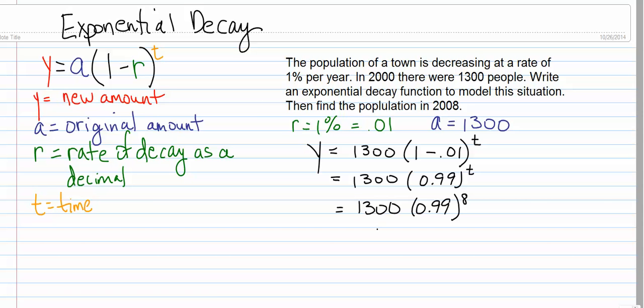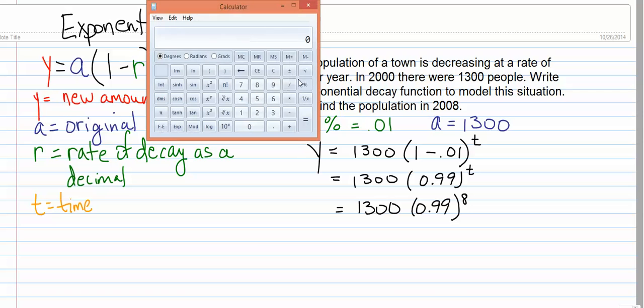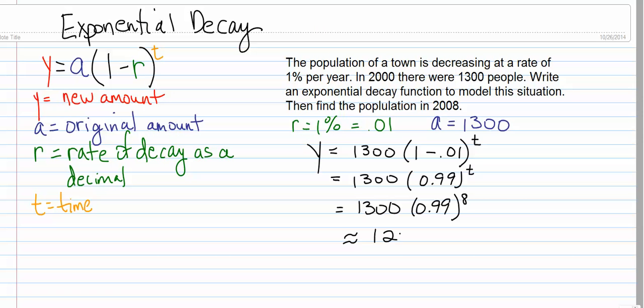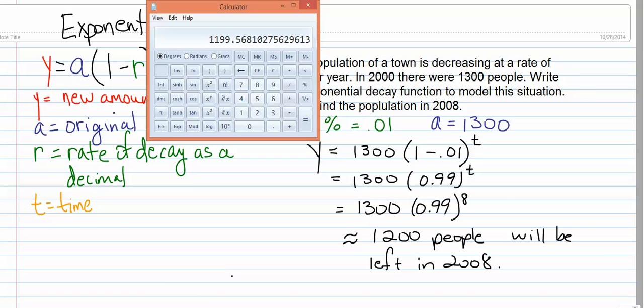So I want to go back to my calculator, and I should have left my 99 hundredths up there, raised to the 8th power, and multiplied by 1,300. My number should go down because we're losing the population, it's decaying. We would be down to, I don't want half a person, so I would say approximately 1,200 people will be left in 2008. 1,199 and 56 hundredths. If I round that up, it'll be about 1,200.